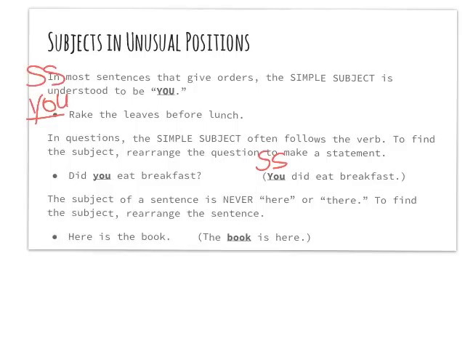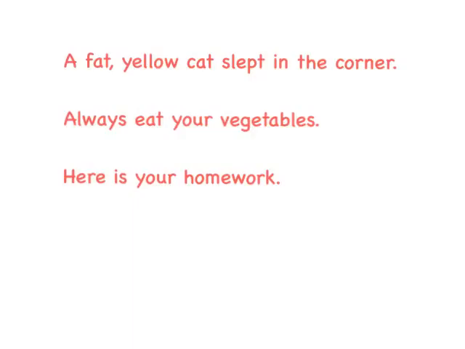Who or what is that sentence about? It's about the book. And that is our simple subject. So let's look at a couple of examples before I set you free to work on your homework. The first one: "A fat yellow cat slept in the corner." The first thing we do when we mark sentences is find prepositional phrases. I see one right there: in the corner.